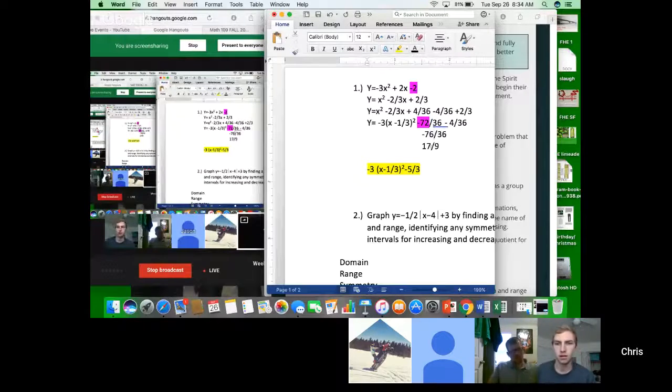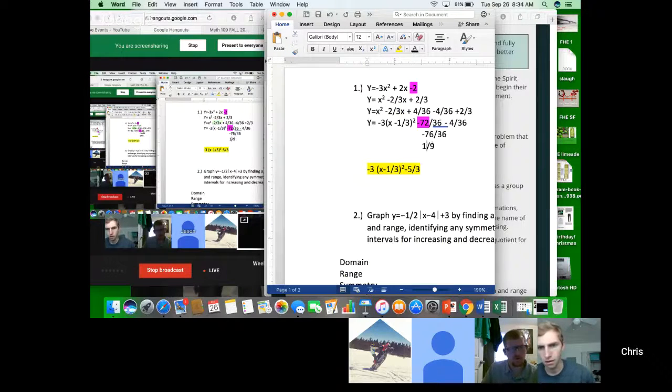So why are you subtracting the 4/36? That's what I don't get. Where'd you get the 4/36 from? Oh, so you have 2/3 x right here. You have to divide that by 2 to get 1/3 and square it to get this. 1/3 times 1/3 is 1/9. Maybe 4 would go into it. Yeah, so it'd be 19/9.